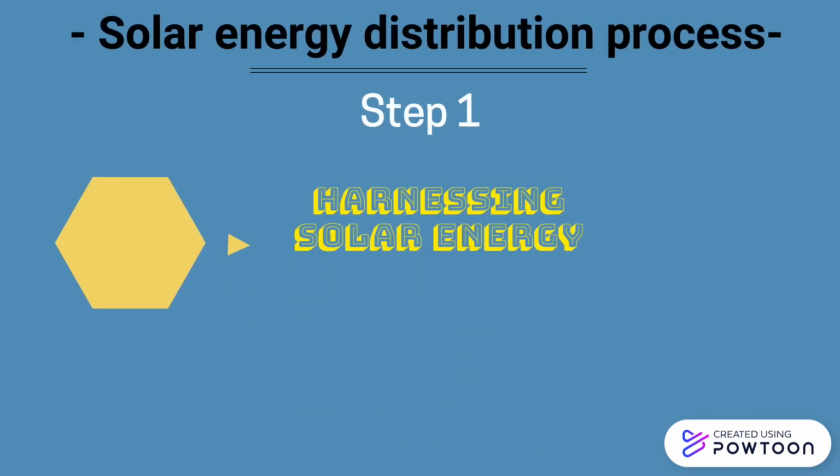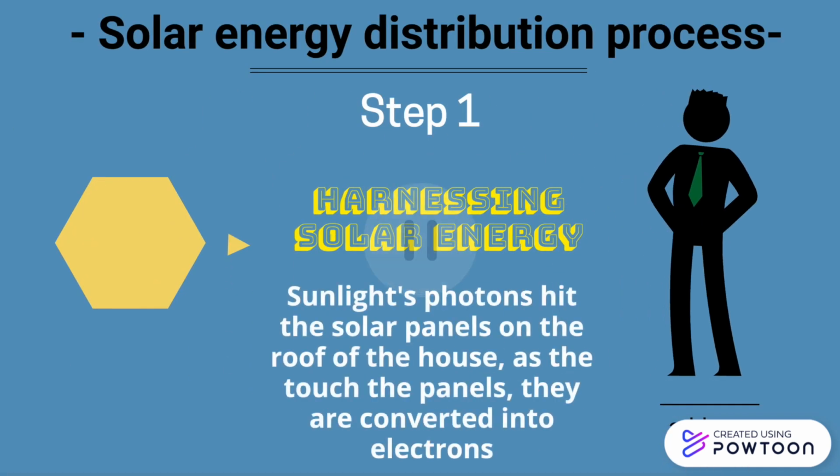So now let's go on to the 5-step process to solar energy distribution, starting with step 1, harnessing solar energy. That's right, harnessing solar energy. So solar power is all about sunlight. When the sunlight's photons hit the solar panels that are on the roof, as they touch the panels, those photons are converted into electrons. And as they are converted into electrons, they turn into electrical current as they start to go about the house.